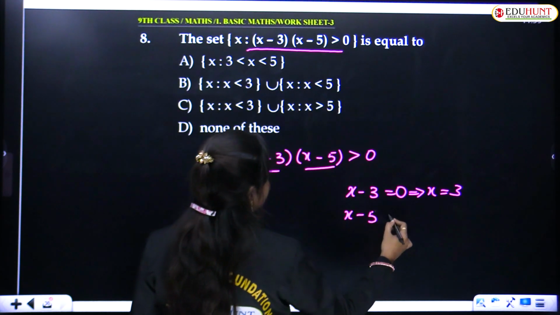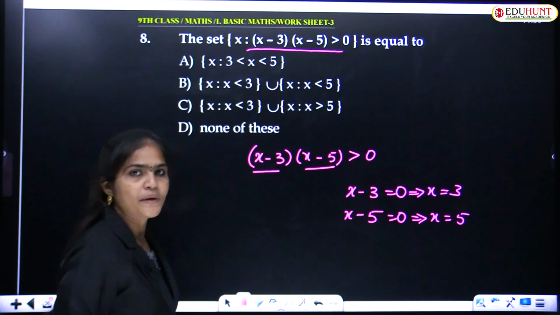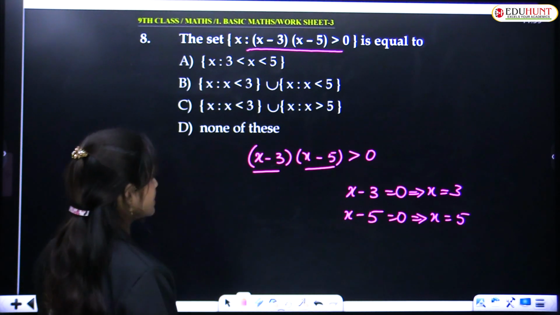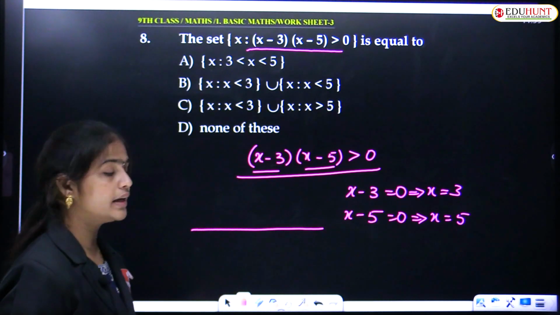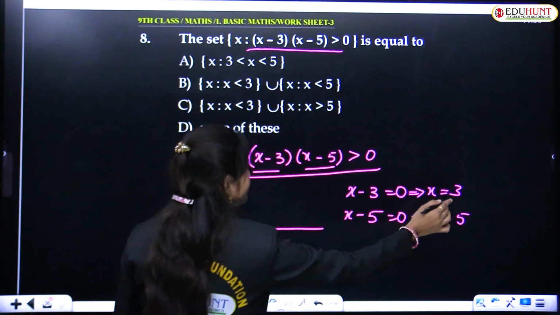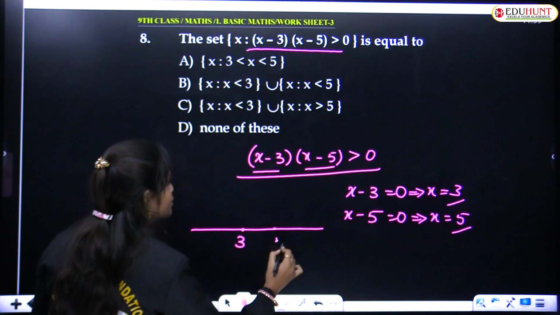Next, x minus 5 is equal to 0, then x is equal to 5. So 3 and 5 are the roots. Now here we have to draw a number line. Okay, so on the number line, what are the values we have to represent? Roots. First 3 will come, next 5 will come.